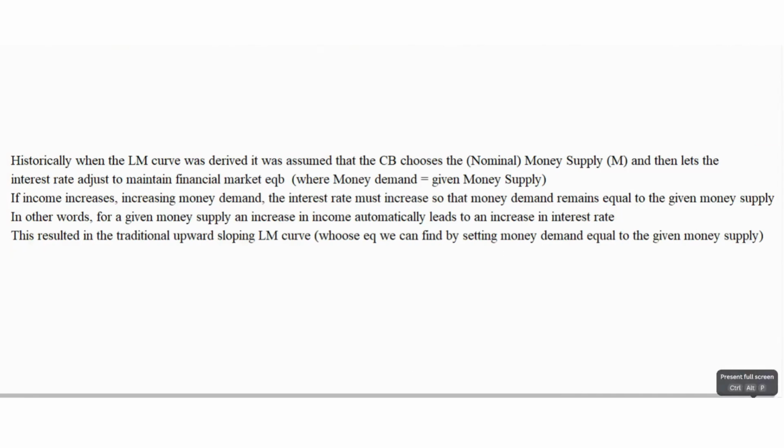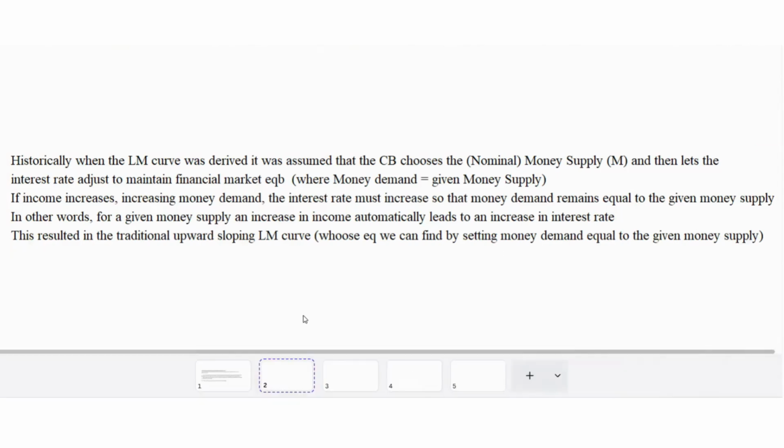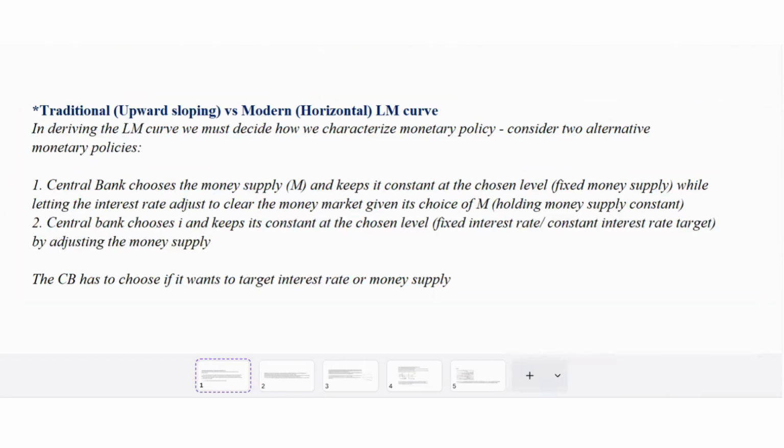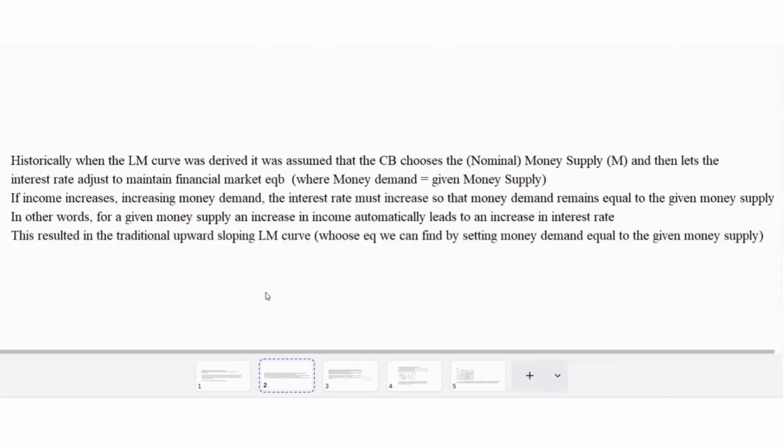Because like we said, in this scenario, when the money supply is kept constant, what adjusts to clear the money market is the interest rate. So as income increases, money demand increases. For a given fixed money supply, the interest rate increases to restore equilibrium, giving us a traditional upward sloping LM curve.